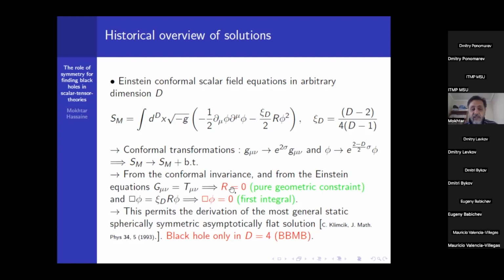Taking the trace of the Einstein equations, you get that the scalar curvature is 0. And then from the scalar field equation, you get that box phi is 0, so you get the first integral. This is what has been done by Xanthopoulos, who derived the most general static spherically symmetric asymptotically flat solution. It was a very nice result because he was able to show that the solution describes a black hole only in four dimensions. It corresponds, of course, to the BBMB solution.